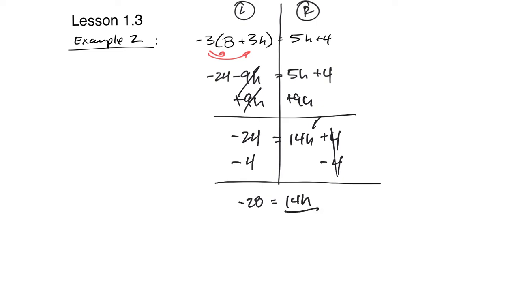This is 14 times h, so I'm going to do divided by to get rid of the 14. Divide both sides by 14. 14 divided by 14 is 1. I get h equals negative 28 divided by positive 14, which is negative 2. Final answer. Negative divided by positive means negative.